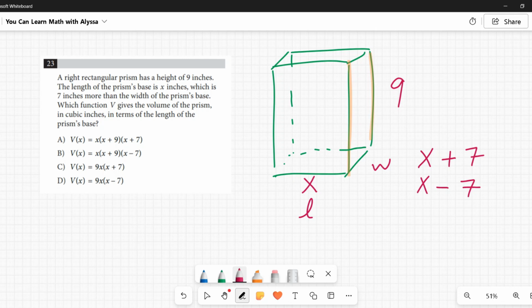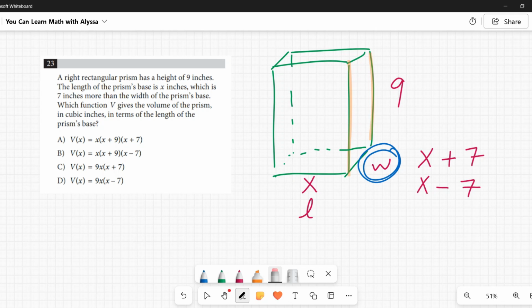Okay, when they're saying which is 7 inches more, which one of these? What are they talking about? They're talking about the length. The length is 7 inches more than the width of the base. So to get from the width to the length, I need 7 inches more. So to get from width to length, I would need to add 7.